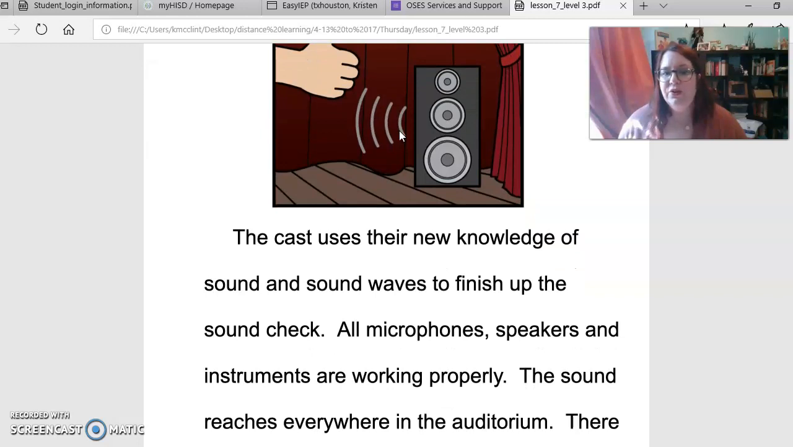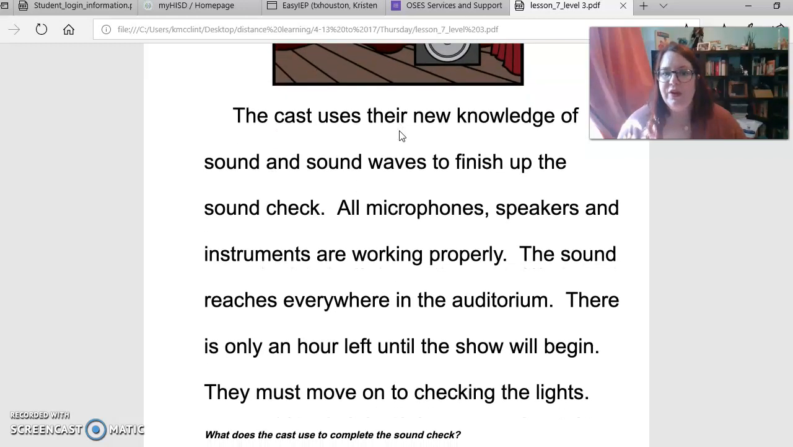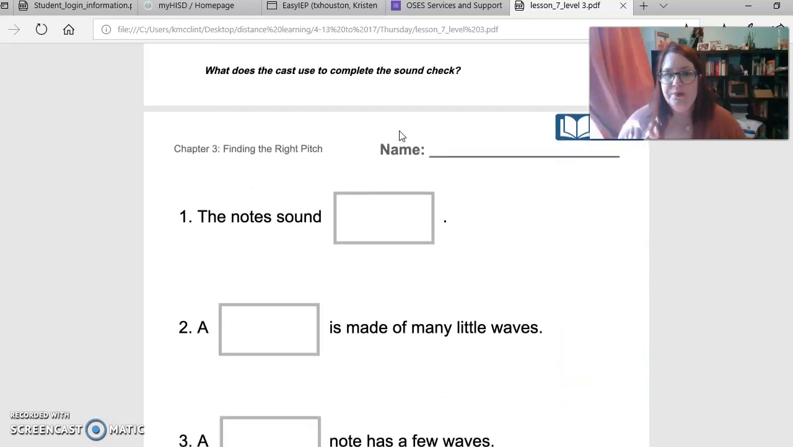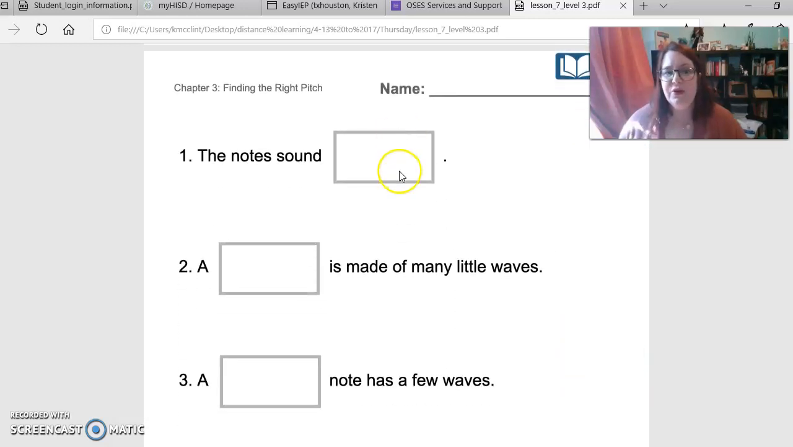The cast uses their knowledge, that's the information they know that's up in their brain, of sound and sound waves, and they finish up their sound check. All microphones, speakers, instruments are working properly. The sound reaches everywhere in the auditorium. There's only an hour left until the show will begin. They must move to checking the lights. So that's the end of our story.